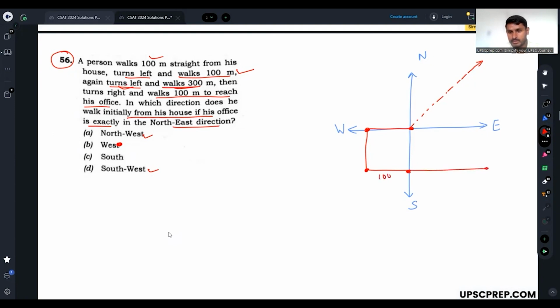So this 100 plus 200 will be 300, right? So we came till here. This was 100 and this was 100 again, and this, starting from here to here, is totally 300. Okay, now he again turns right. Now he has to turn right. Here this is left and this is right for him because he is facing in this direction. So he is turning right and again walking 100 meters.